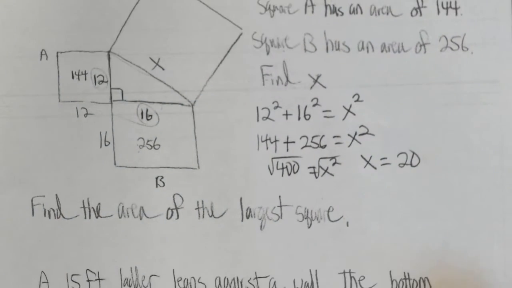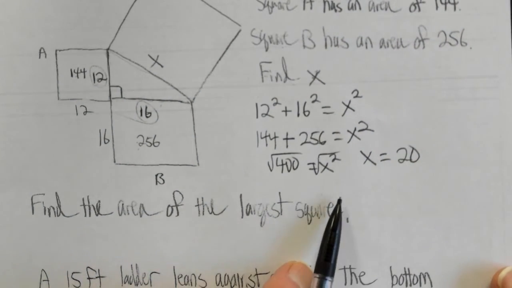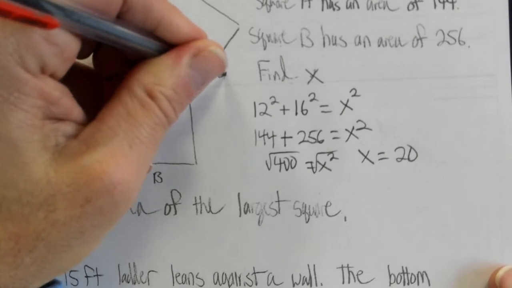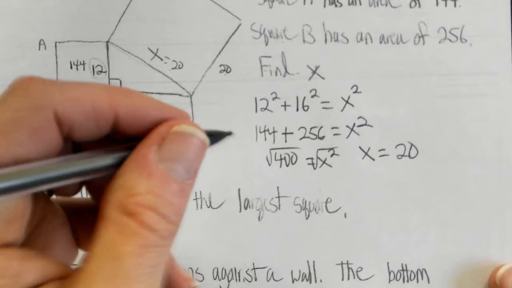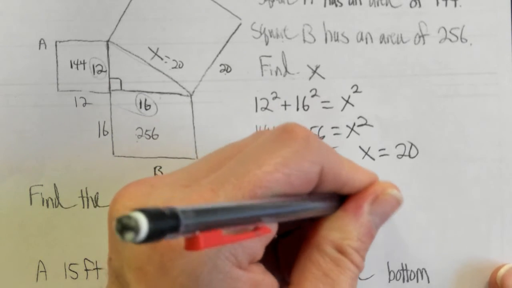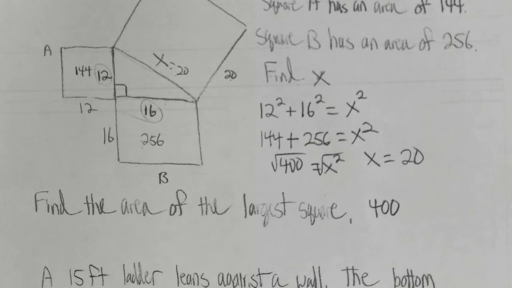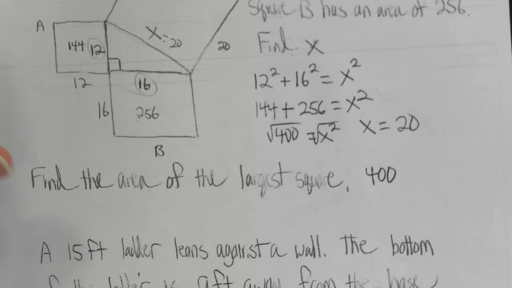Now there's a follow-up question here. It says find the area of the largest square. Well, if that's equal to 20, then the largest square is 20 by 20. 20 times 20 gives it an area of 400. So there you go. That's how you answer a question like that involving the Pythagorean theorem.